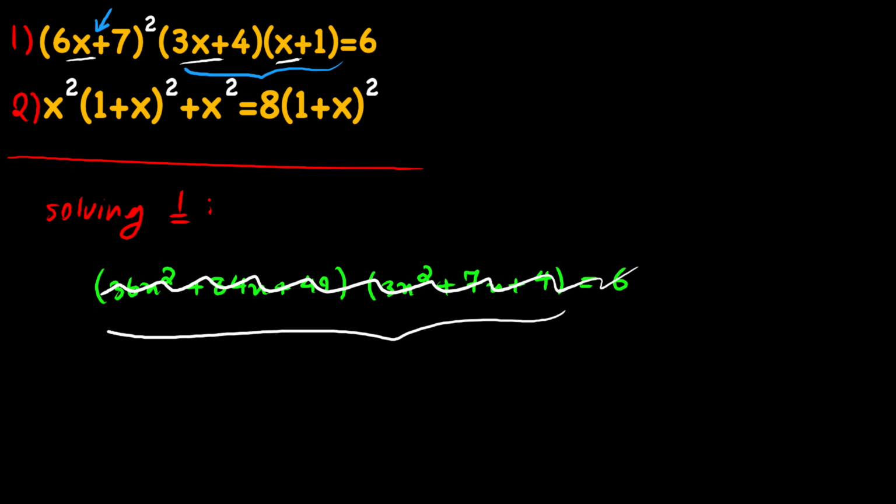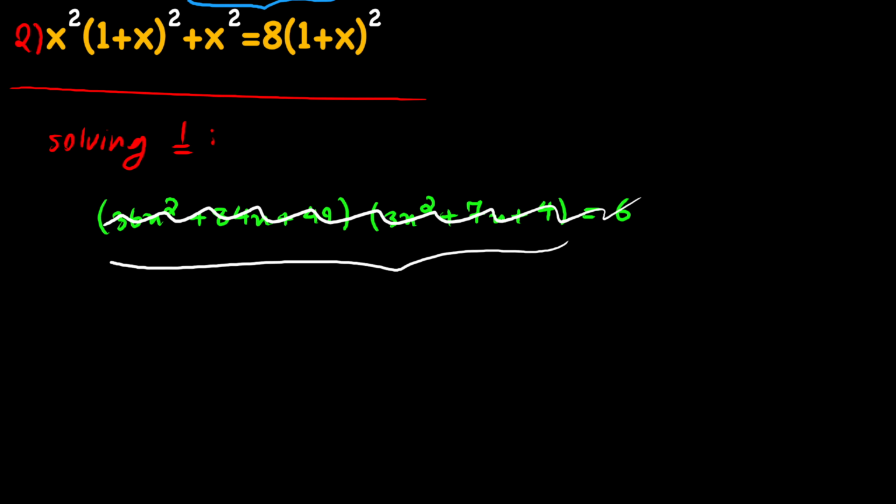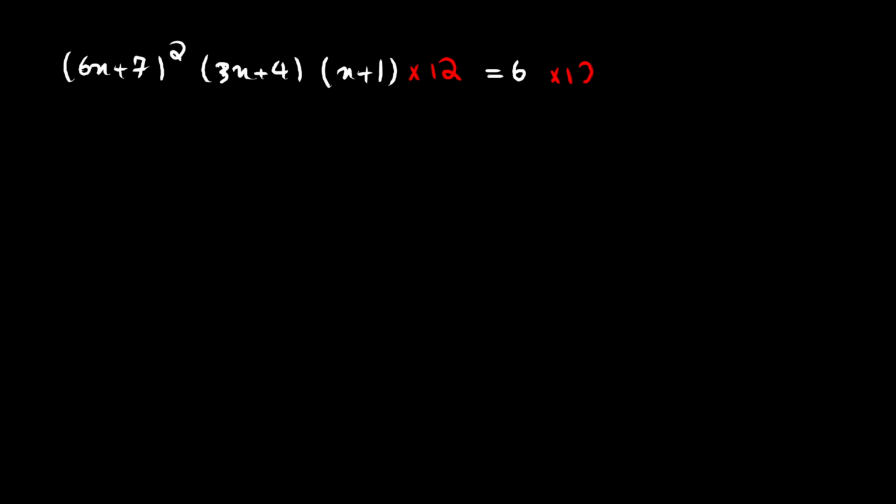In order to do that, I want to have 6 as the coefficient of these x's. So this one has 6, but this one has to be multiplied by 2, and this one has to be multiplied by 6. So in order to have that, let's go ahead and multiply both sides of the equation by 12. So if we do that, we will have 6x plus 7 all squared times 3x plus 4 times x plus 1 multiplied by 12 equals 6 multiplied by 12.